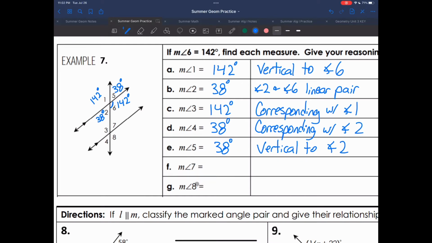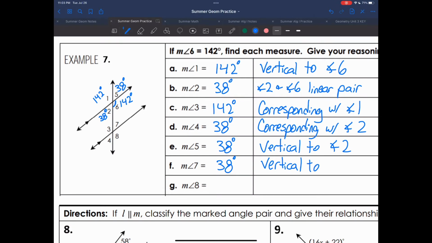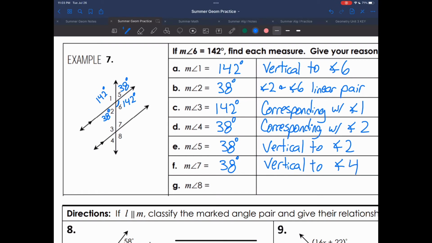And then we're just left with 7 and 8. And it's going to be the same justification. So angle 7, that would be corresponding with angle 5. So it's also 38 degrees. You could also go through different logic, y'all. If you're looking at angle 7, you could also say, oh, well, it's vertical to angle 4. So that's another reason why those are equal to each other. You know what? I'm going to go with that. I'm going to say angle 7 is vertical to angle 4. And we already found angle 4. So that means they're the same.